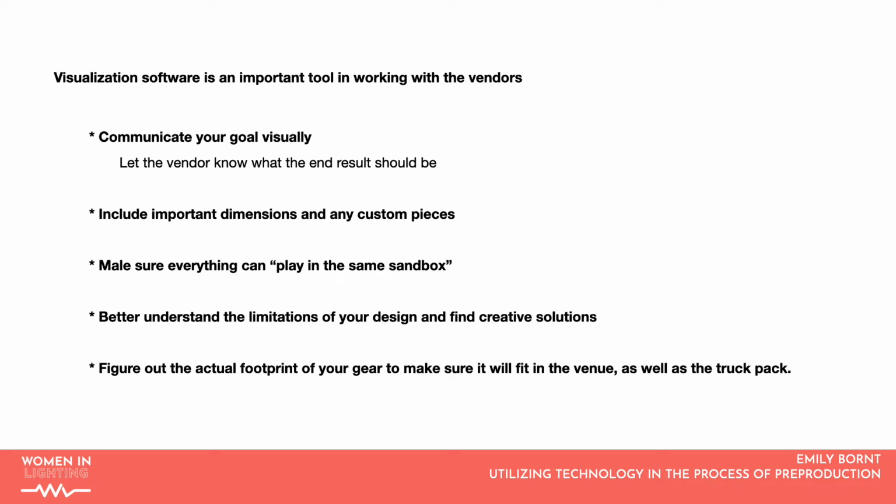Providing an aesthetic goal as well as important dimensions can help the vendor understand what generic or custom gear you may need. They also may have a gear list that doesn't quite meet your specifications, so they will offer to substitute similar items. If they can see what your intention is, they have a better idea of what lights to propose, and it can save some time.